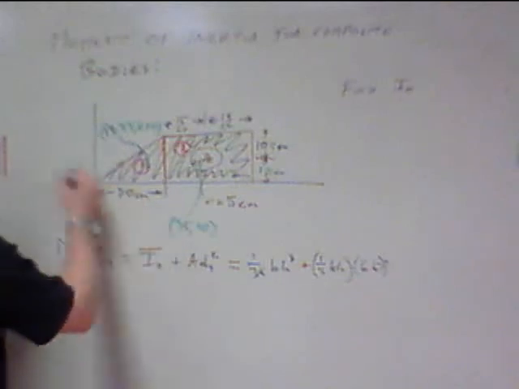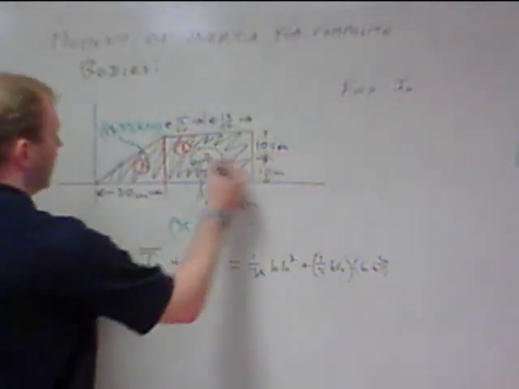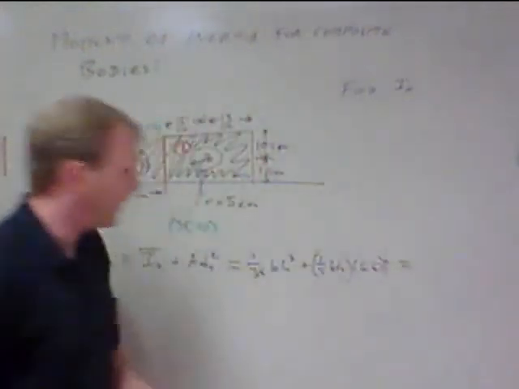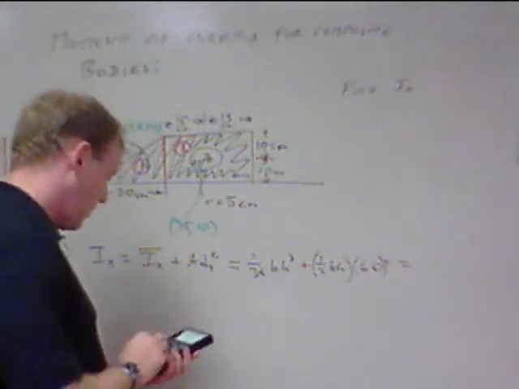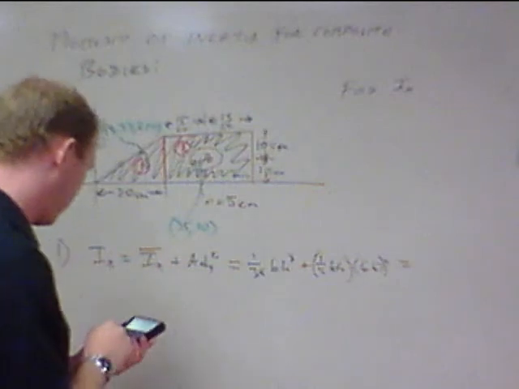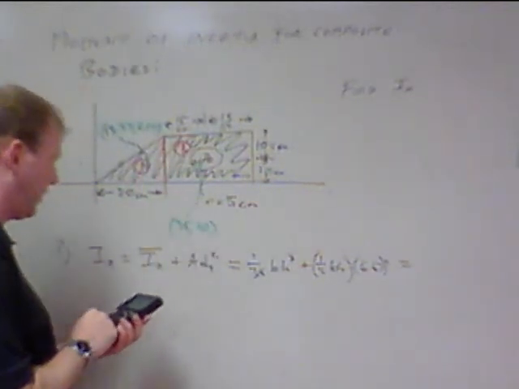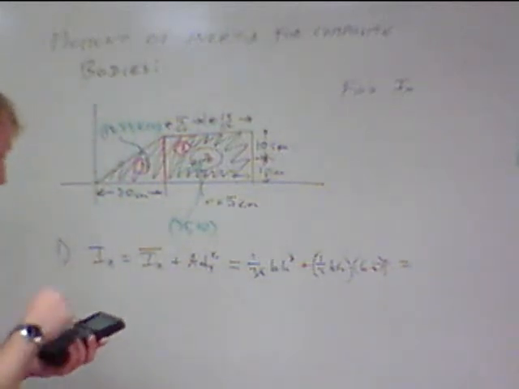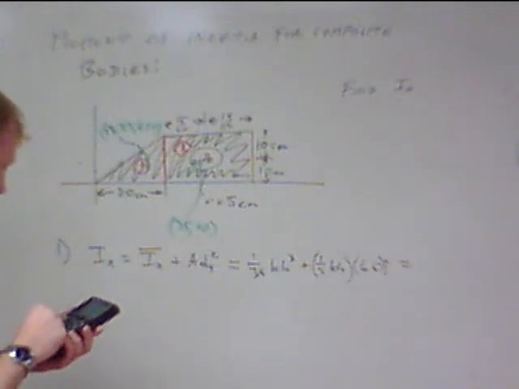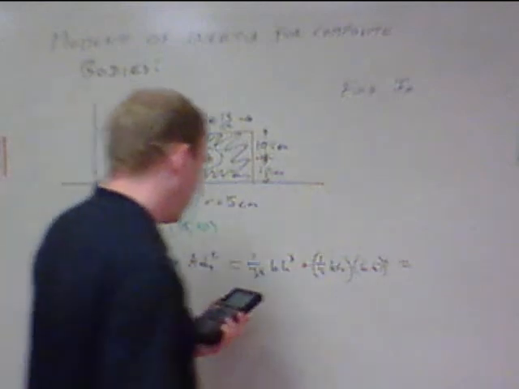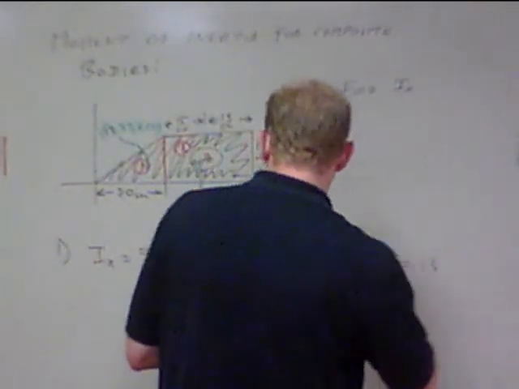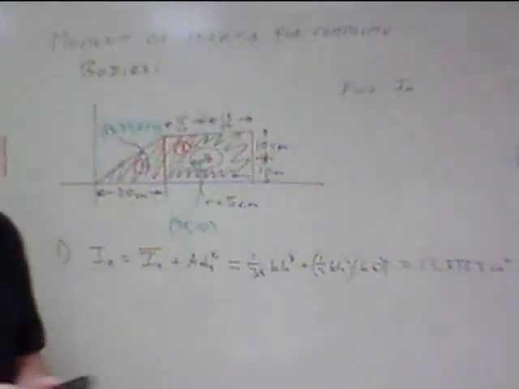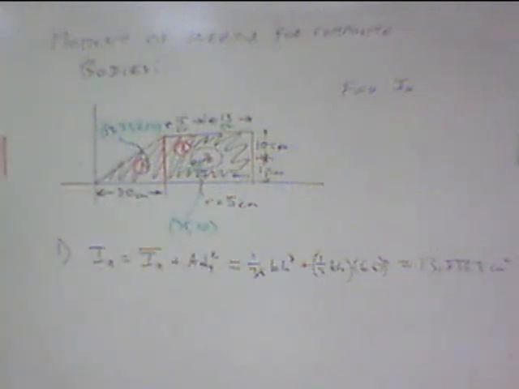Again, Ix bar gives us the moment of inertia about the centroid, about an x-axis parallel to the centroid. We need to move that down 6.67, so we end up with that term there. I'll spare you some of the algebra here: 1/36 times base 20 times the height of the triangle, 20, cubed, plus 0.5 times the base 20 times the height 20 times 6.67 squared is 13,333.3 centimeters to the fourth.